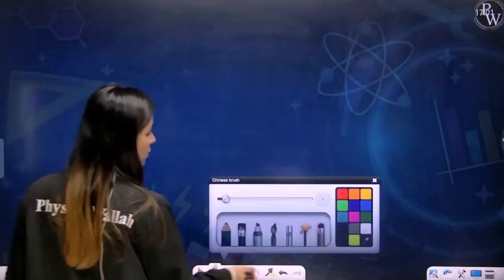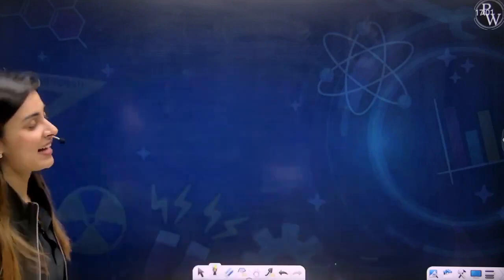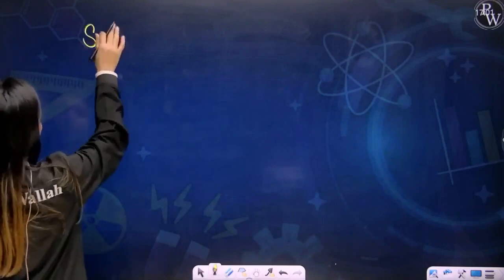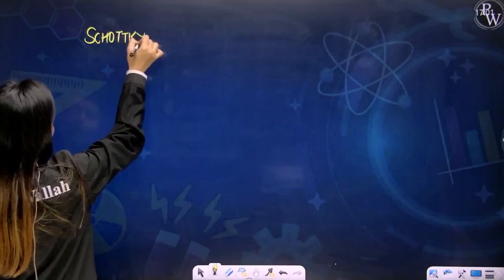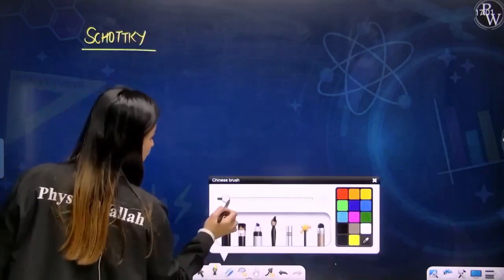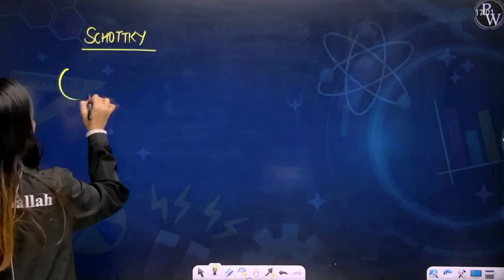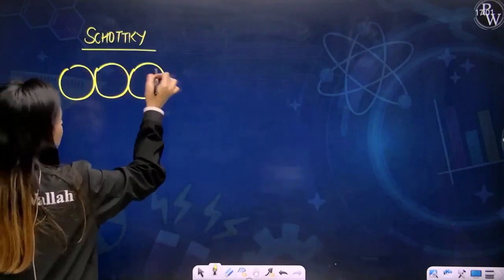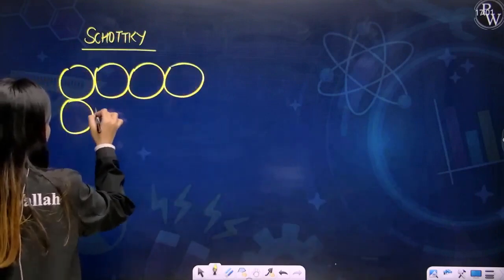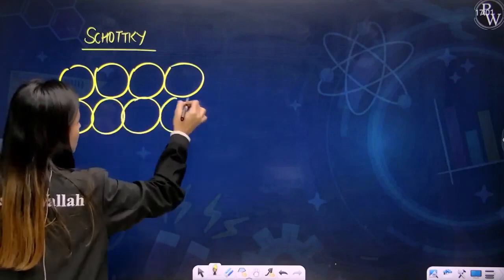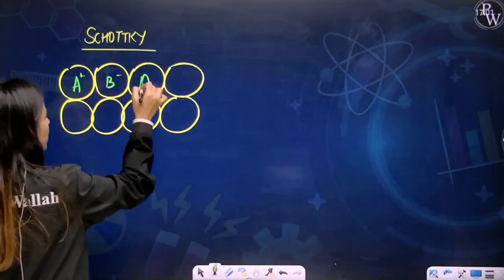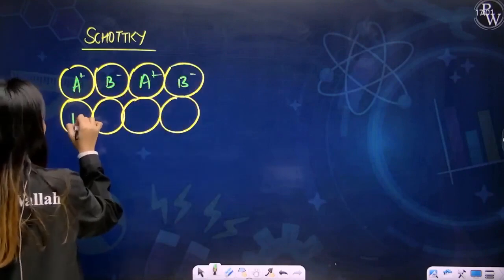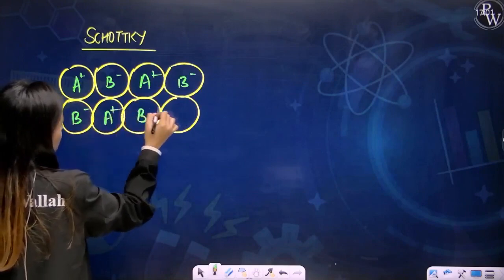Okay, so now let's talk about the Schottky defect, and once and for all, I am drawing it again. Okay, I am sorry, my dear students. So you have Schottky defect. Now what happens in Schottky defect? You have positions like these, and your ions occupy these positions. A plus, B negative, A plus, B negative. B negative, A plus, B negative, A plus.